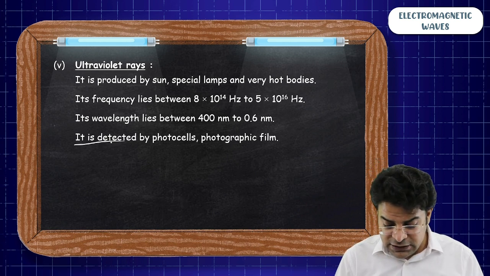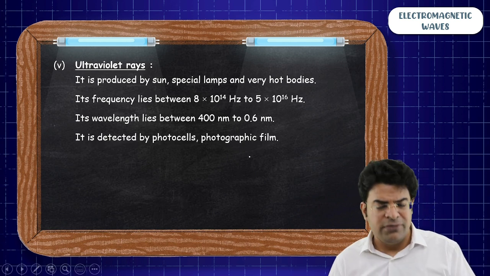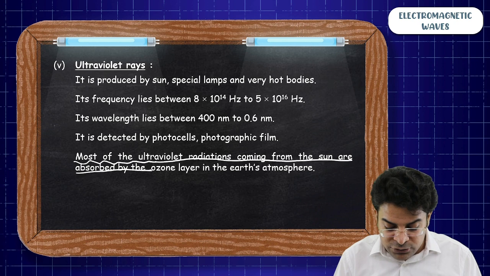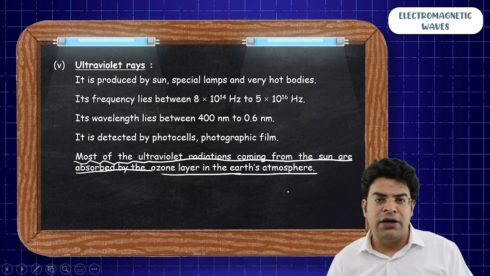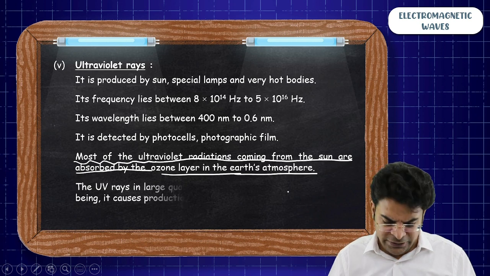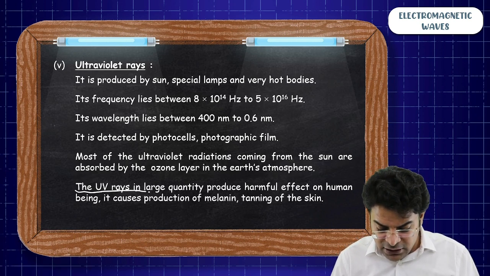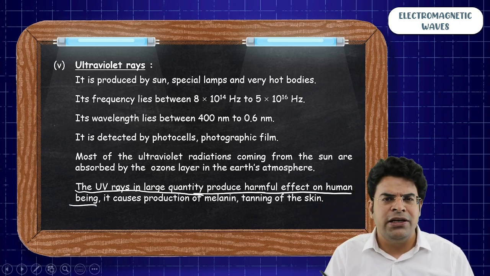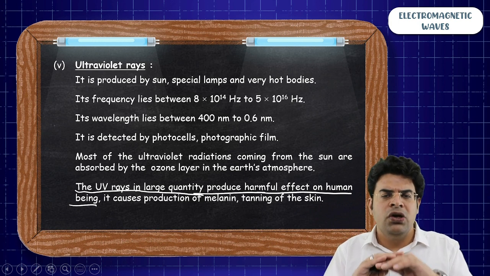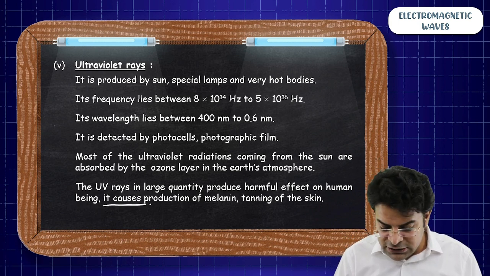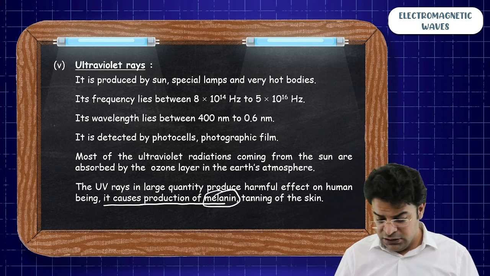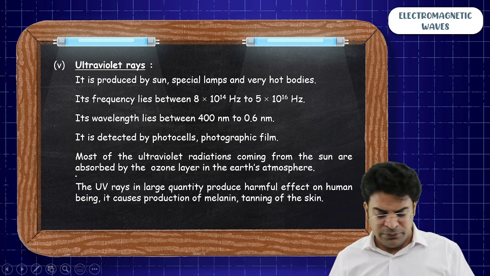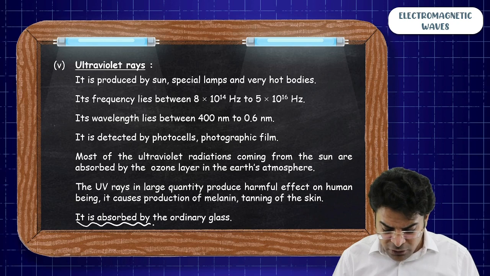Next point, it is detected by photocells and photographic films. Next point, most of the ultraviolet radiation coming from the sun is absorbed by the ozone layer in the Earth's atmosphere. I know that this is common sense and you know this already. Next, UV rays in large quantity produce harmful effects on human beings. I think you know this already because there are so many UV lotions out there in the market. It causes the production of melanin that causes darkness or tanning of the skin. I think you already know these two points. Moving on. It is absorbed by ordinary glass.